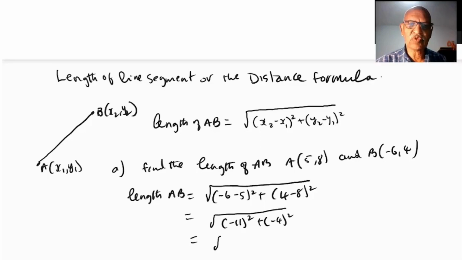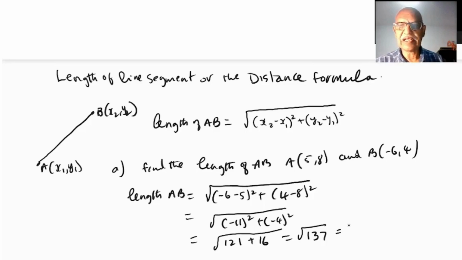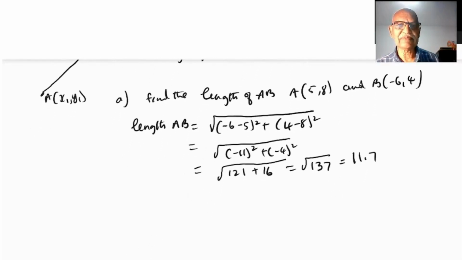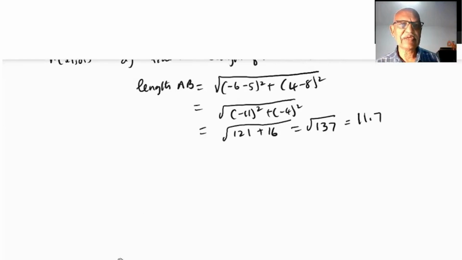We know that if we square any number, it becomes a positive number. This is 121 plus 16, which is square root of 137, which is approximately 11.7. This is approximate value, this is exact value. If we leave it under square root, it's an exact value. If we do decimals, it's called approximate value. Okay, B.